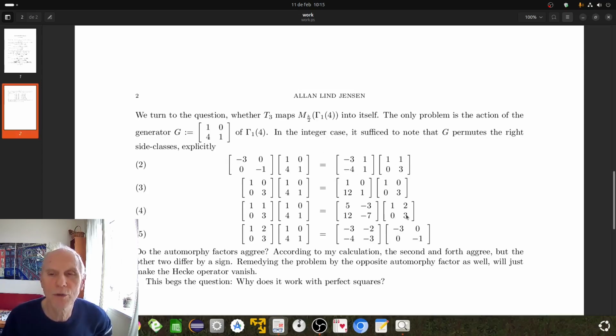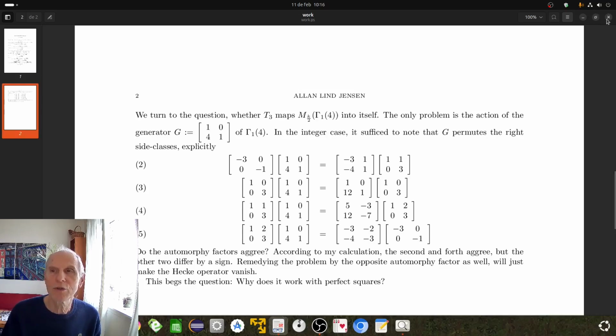I haven't shown you the way of doing it. It's not difficult. So that's my explanation of why T3 isn't a Hecke operator, because it doesn't map M_k halves of gamma 1, 4 into itself. Why it should generally fail, I have no idea.